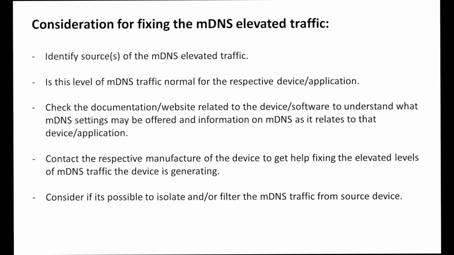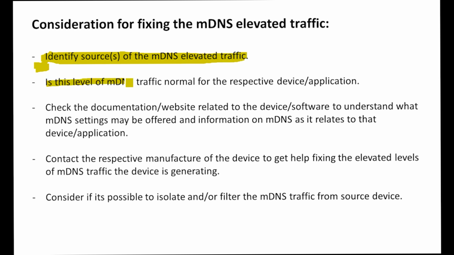Okay, so what can we do to actually fix as far as considerations of the mDNS elevated traffic that is causing all these issues? In this specific example, all of the phone issues that I just illustrated during the testing. Step number 1 is really identifying the source of the elevated levels of mDNS traffic. Is it just 1, 2, 3, 4, 5 devices, a few devices? If so, is that the expected behavior from those devices for them to be generating elevated levels of mDNS traffic?